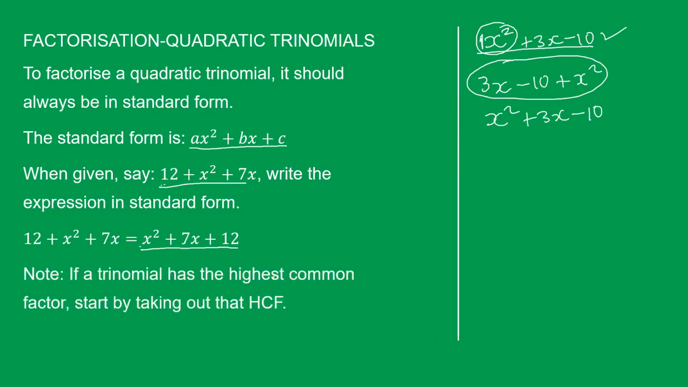If a trinomial has the highest common factor, start by taking out that highest common factor. Let's say we have 3x squared plus 9x minus 30. We have to check if there's the highest common factor. If you check here, the highest common factor is 3. So we can factor out 3 here. Then 3x squared divided by 3 is x squared. 9x divided by 3 is 3x. Then negative 30 divided by 3 is negative 10. We factored out the highest common factor, and then we can continue and factorize this quadratic trinomial there.